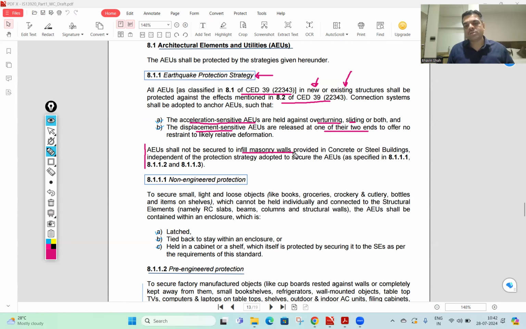So maybe it may be because the infill masonry wall is likely to sustain a certain amount of damage during seismic events, and then that may damage AEUs. So it says that AEUs shall not be secured to the infill masonry.